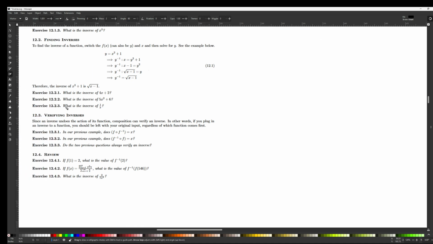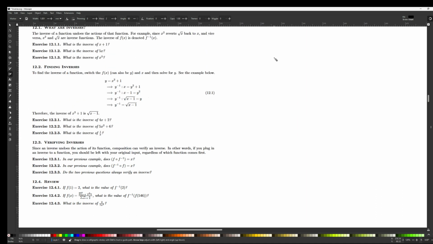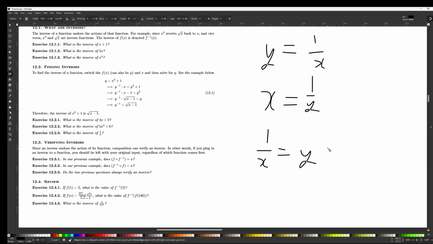Okay, now for the final exercise here. What is the inverse of 1 over x? Y is equal to 1 over x. Now we switch them. X is equal to 1 over y. And here we do a rather rare operation, and we take the reciprocal of both sides. So we just flip both sides. 1 over x is equal to y. And here we have a rare case of a function that's its own inverse.